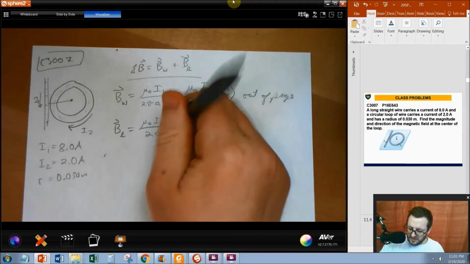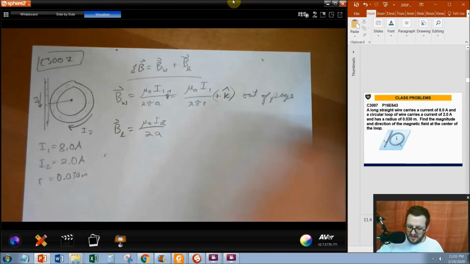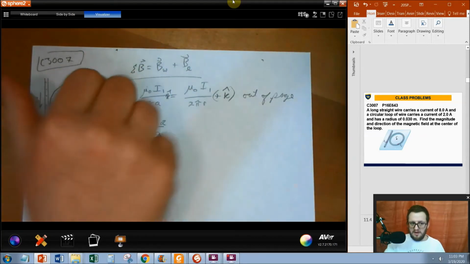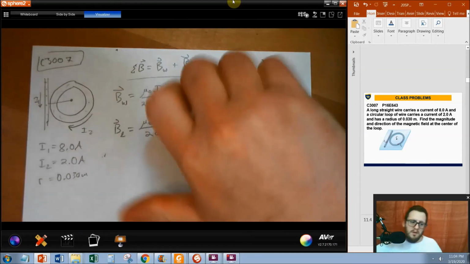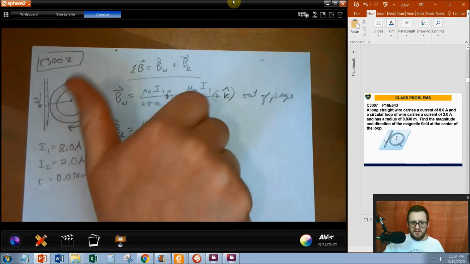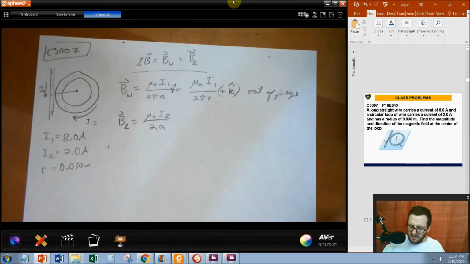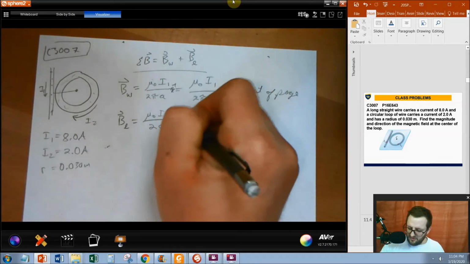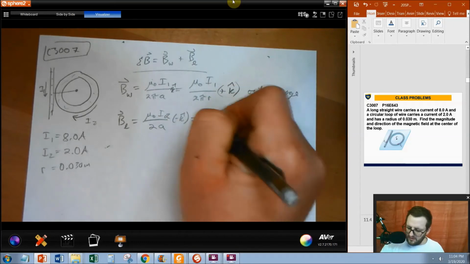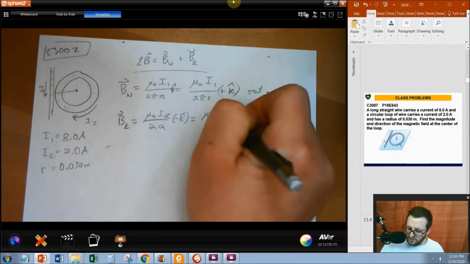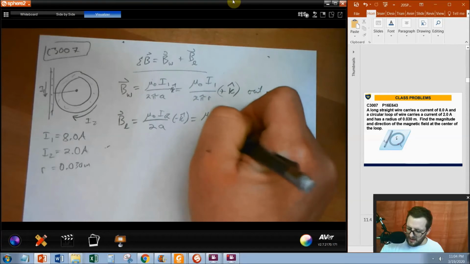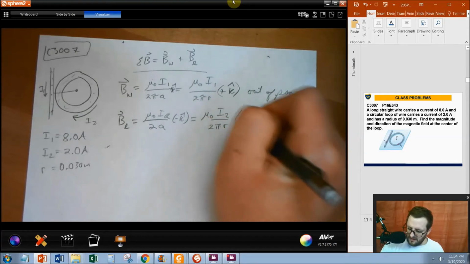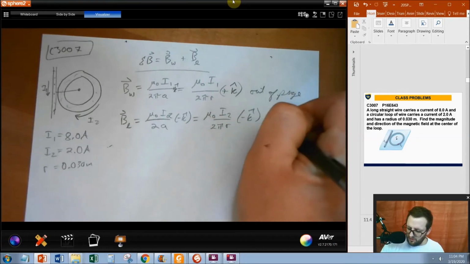So, and the direction, we need to add the direction. If the current's going clockwise, point my thumb in the direction of the current, my fingers curl inward the whole time. So this would be in the negative k-hat direction. So that's mu naught I2 over 2r negative k-hat, into page.